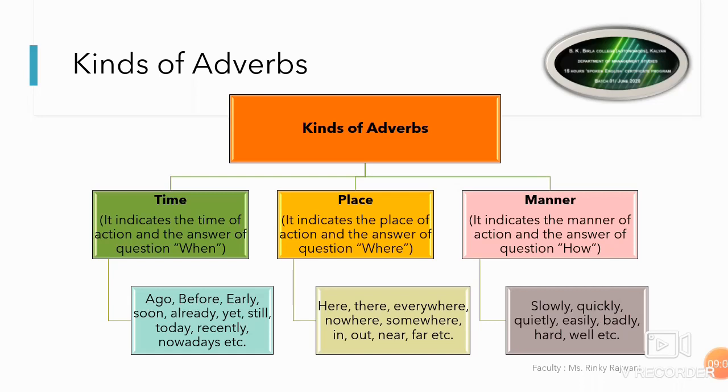Let's see the next one, and that is place. Now it indicates the place of action and the answer to the question where. So where had you been? So where you were, right? So here, or you can ask, where is the book? The book is lying here, correct? So where are you now? I am in the home. I am out of the home.